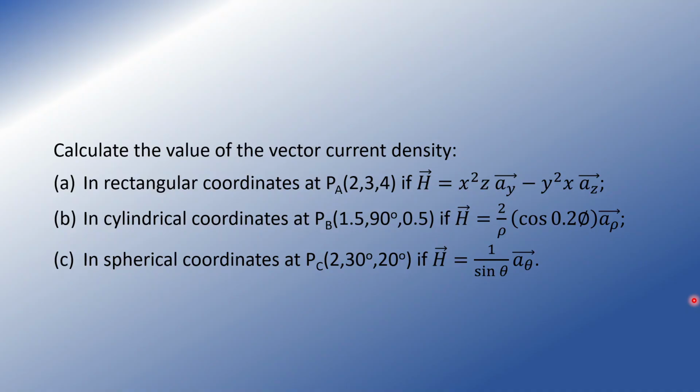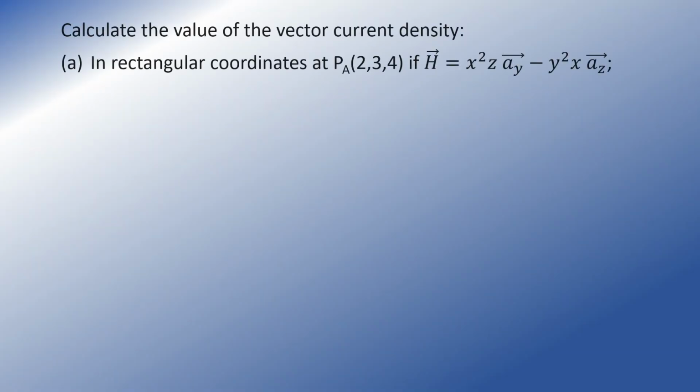So these kinds of numericals are one of the easiest ones, provided we are good with partial differentiation and analytical skills. There are 3 parts in this particular numerical. Let us solve it one by one. First, let us take the rectangular coordinates. The point given is 2, 3, 4, which is x, y, z. And the H equation given to us is something into ay and something into az, which means the Hx component is not present. The components that are present here are Hy and Hz only.